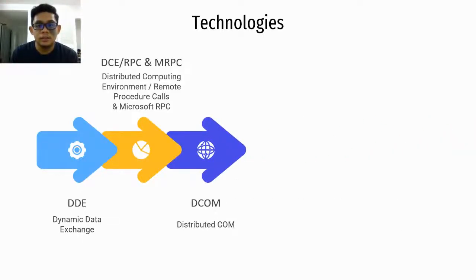Next is DCOM, which stands for Distributed COM. Distributed COM extended the reach of COM from merely supporting a single user with separate applications communicating on the Windows desktop to activating objects running under different security contexts and on different machines across the network.